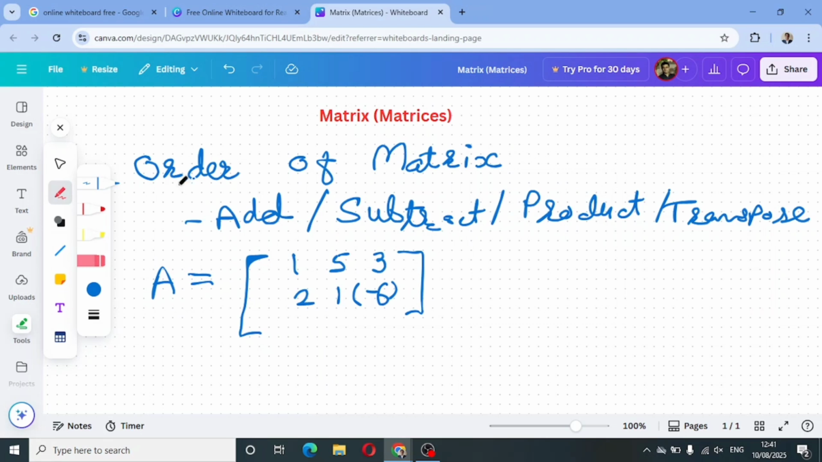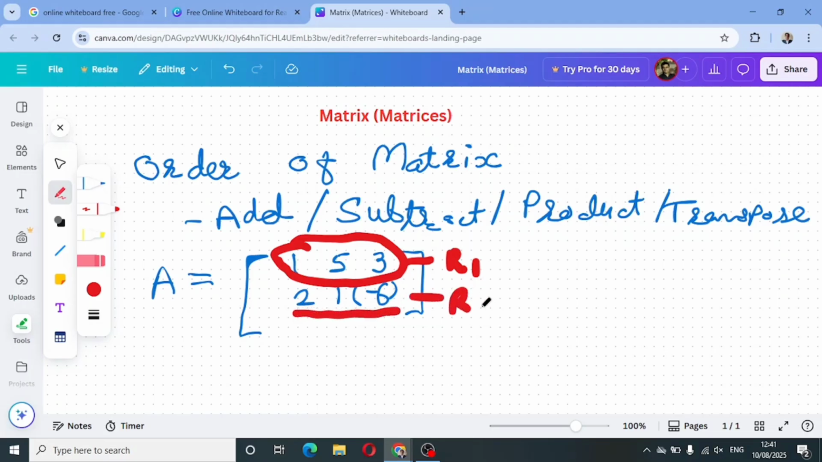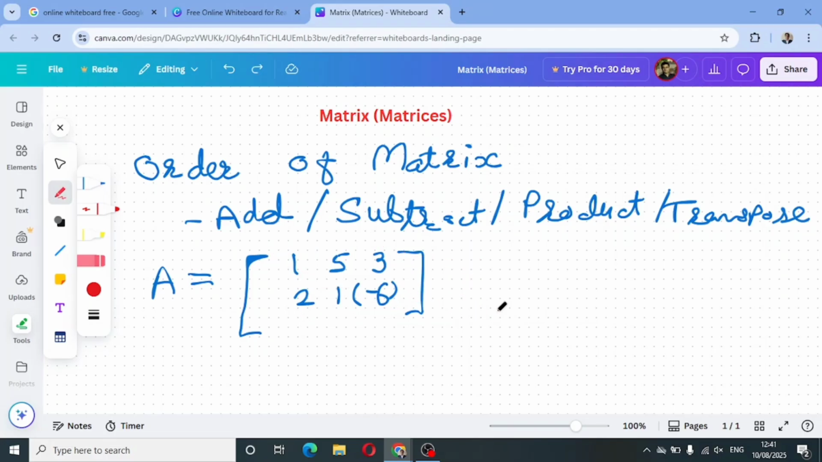So here if you observe, this is called row 1. This is called row 2. So there are 2 rows in the matrix. Please remember, the number of rows in this matrix is 2.